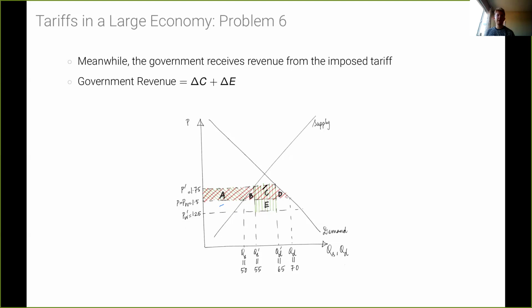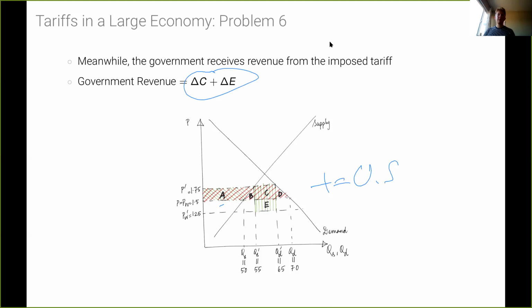But the government has now imposed a tariff. Before, it wasn't receiving any revenue on imports, and now when it applies a tariff, it applies that tariff to all of the quantity of imports. So we have 10 imports, and it's imposing a full tariff, which recall is equal to 0.5. And so it's applying that full tariff to all of the 10 imports. So the government has gained revenue C plus E.